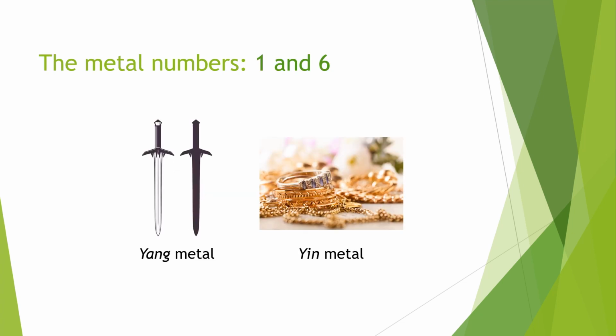Let's start with the metal numbers 1 and 6. When reading the numbers, we try to generate an imagery based on two things. Firstly, the element and the yin-yang nature. Then, we look at the number itself. What do I mean? Take for example the metal element, 1 and 6.